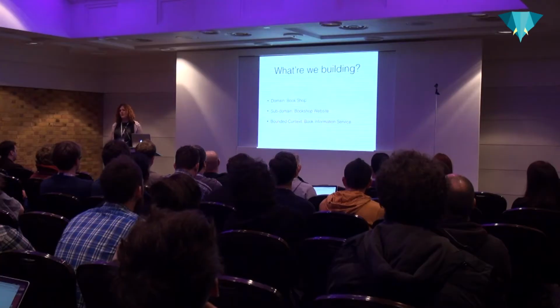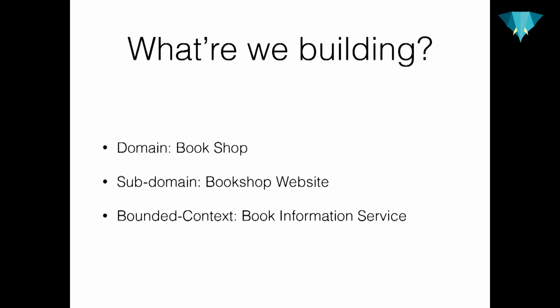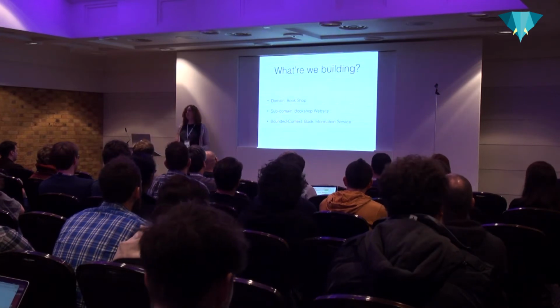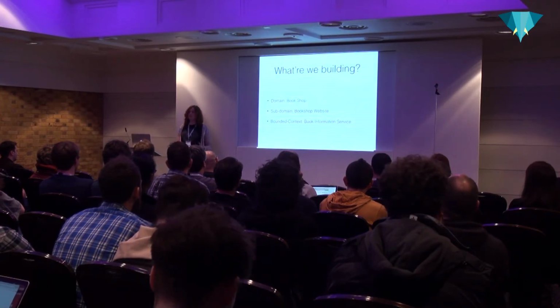Okay, so this is going to be a sort of demo-based talk. So I thought I'd better lay down the general area where the demo is going to be from. The domain is a bookshop. The subdomain is the bookshop's website, because it's pretty hard to write software for things which aren't digital. And the bounded context we're going to be working within is a book information service. The book information service is just going to be a little website which lists us some details about books.